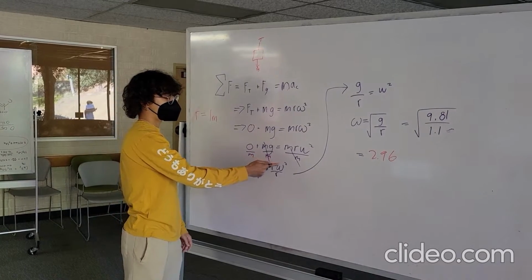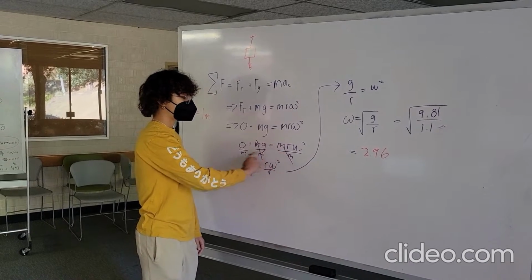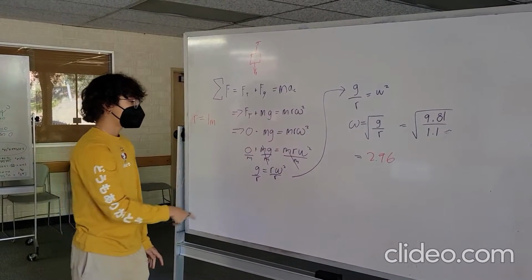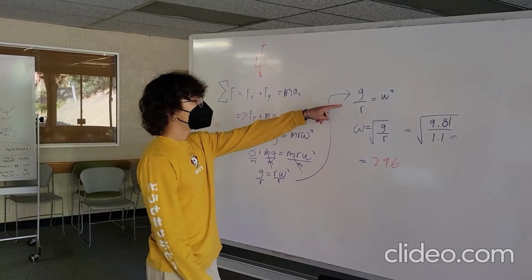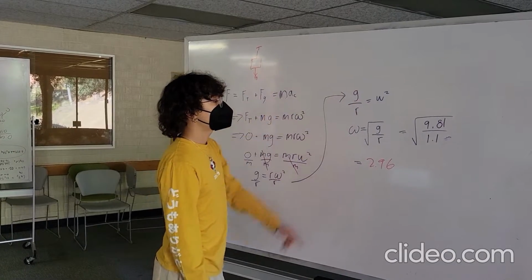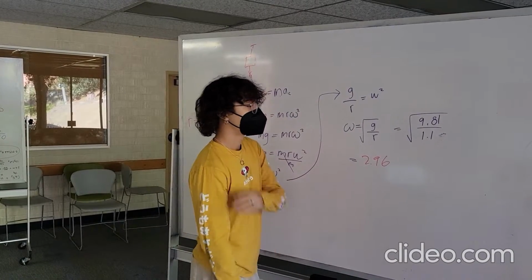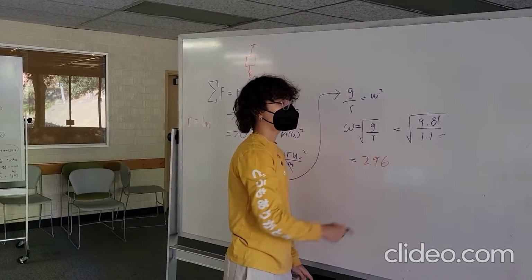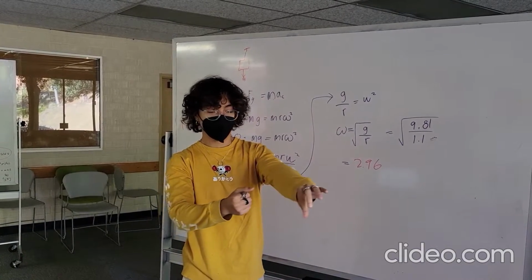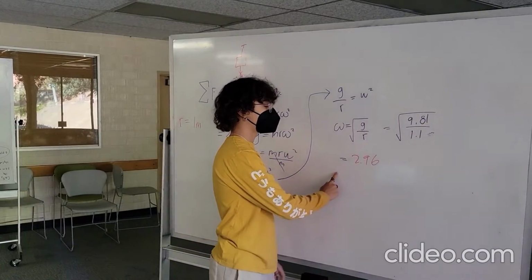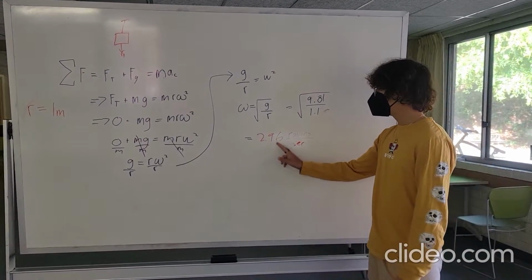And so we just solve for, we're trying to find angular velocity, right? So we divide both sides by m, we cancel the m's out, then we have gravity equals r times omega squared. Then do some more algebra, and then we take the square root of both sides, and you get omega equals the square root of g over the radius. So we have the square root of 9.81, which is the acceleration due to gravity, divided by the radius, which is the distance from here to the center of mass of the bucket, and that is equal to around 2.96. And so it would be 2.96 radians per second.